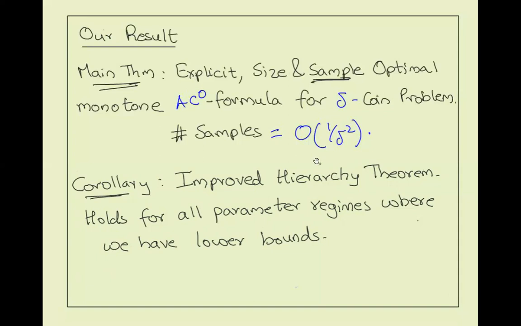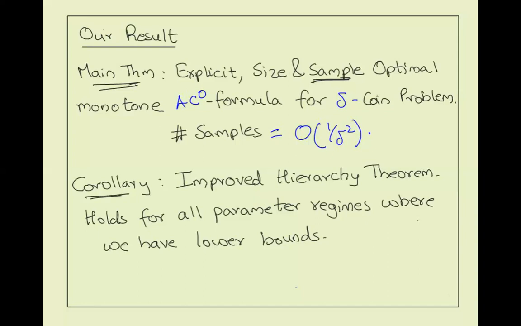And now with this optimal sample complexity, we actually get lower bounds in the entire parameter regime, up to the maximum size where we actually have circuit lower bounds. So one cannot improve our hierarchy theorem, presumably, without proving new circuit lower bounds. Okay. So that's an immediate corollary of our result.